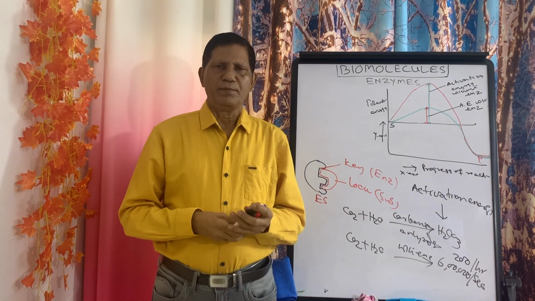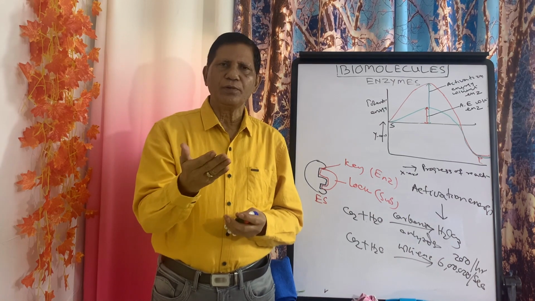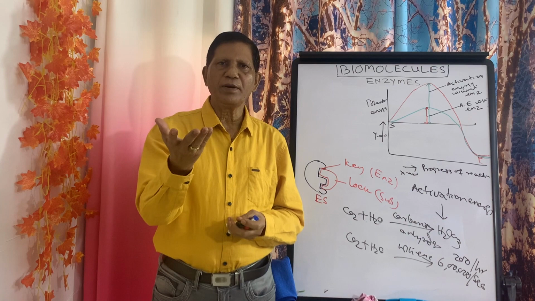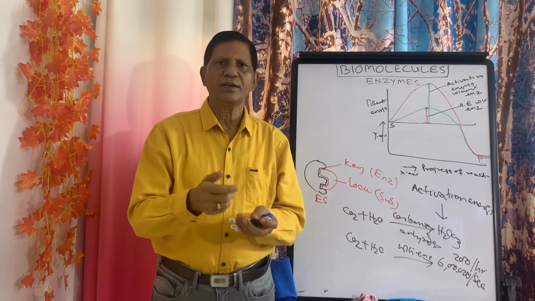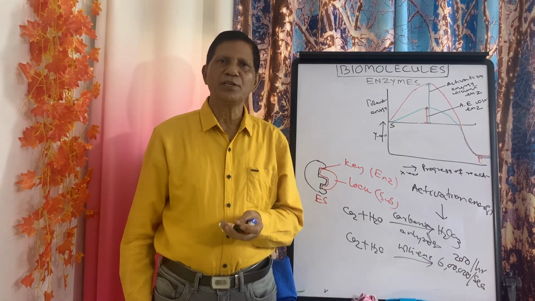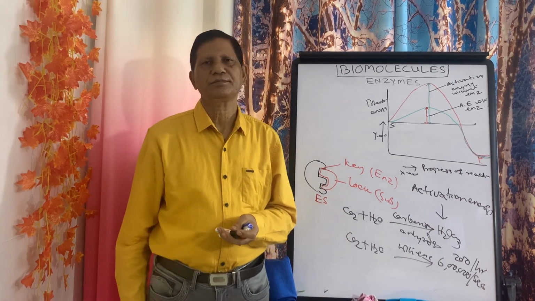Let me give you another example. Suppose you are asked to liberate oxygen. So what will you do? You take potassium dichromate and you just heat it. Oxygen will be liberated. But at what temperature? 1000 degrees centigrade. That means you have to go to a blast furnace.